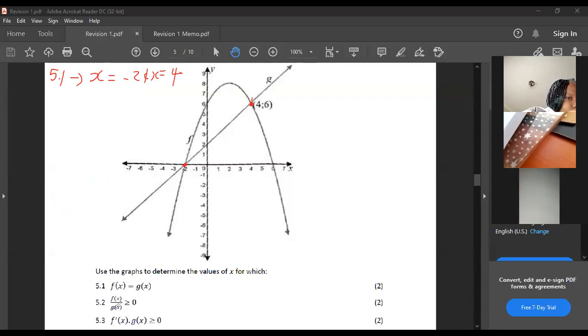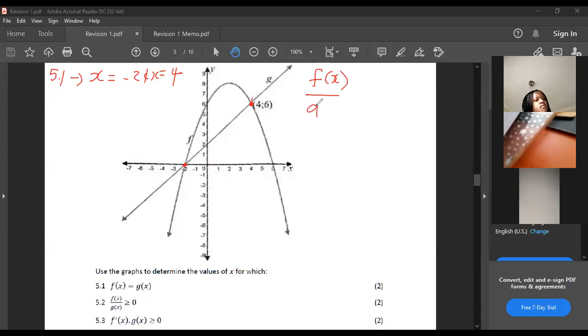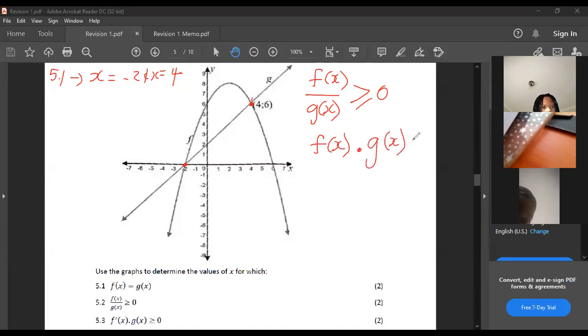Okay, right. This is now what one of you guys was asking. Listen carefully to this part. It says f of x over g of x greater than or equal to 0. Now, this is the same as when the question is asked like this: f of x times g of x greater than or equal to 0. These two are the same, guys. The approach is the same. How you answer it is the same way. Division and multiplication will give you the same result.